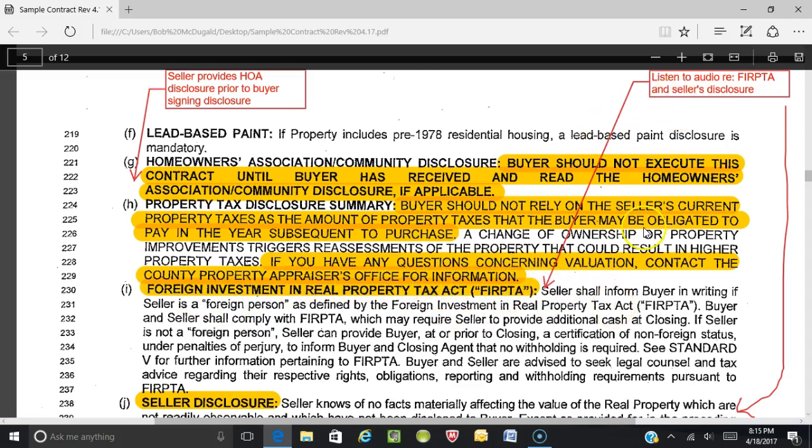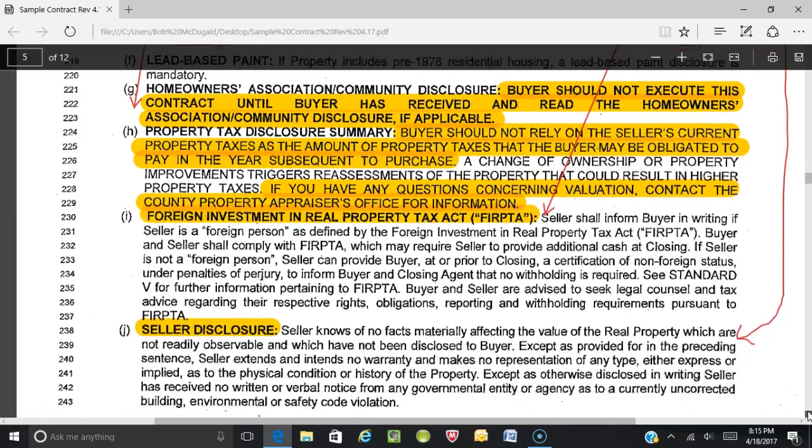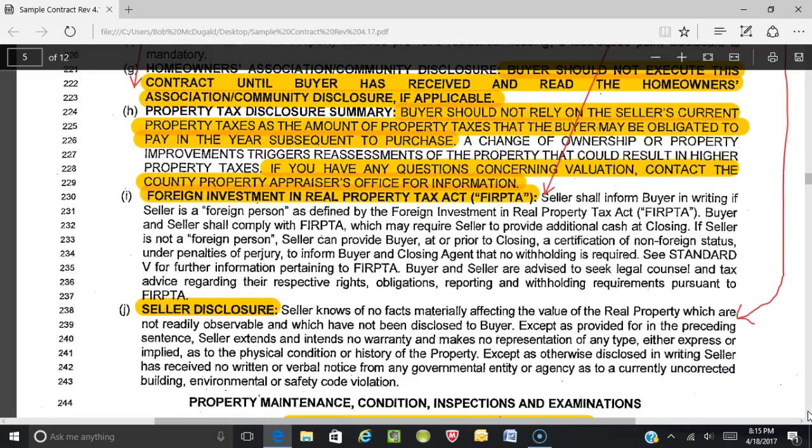My note here is just do not become a FIRPTA expert. FIRPTA is a tax for foreign investors that have invested in real property here in the United States. It's a tax issue. It needs to be handled by an accountant or a CPA, somebody that's familiar with it.